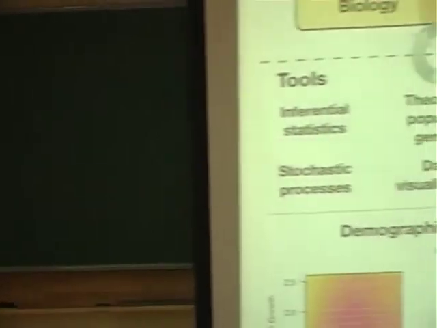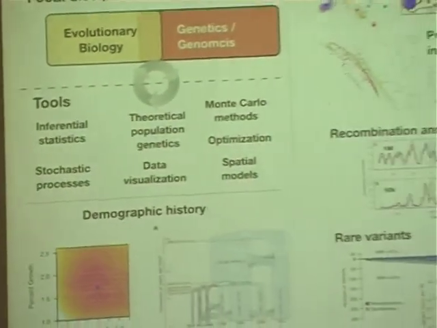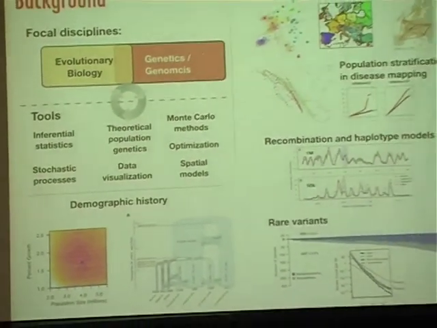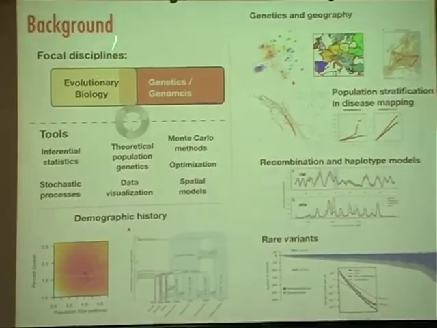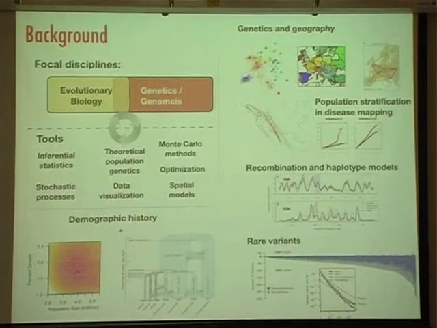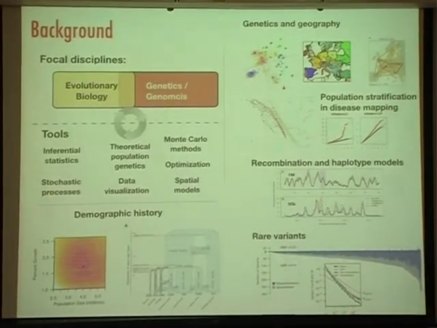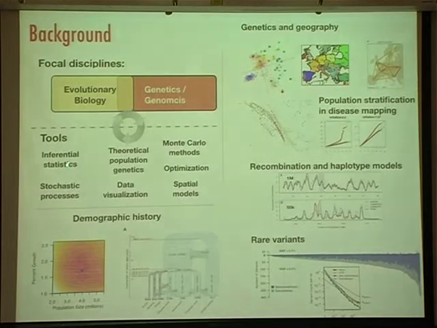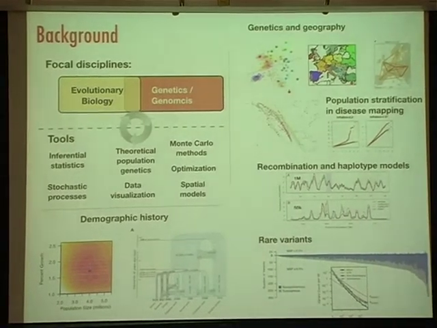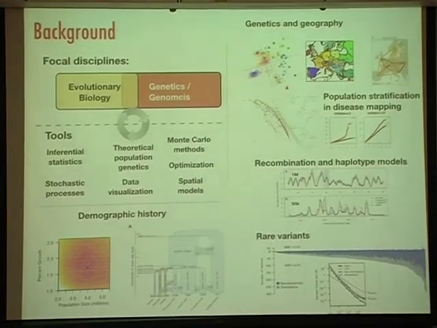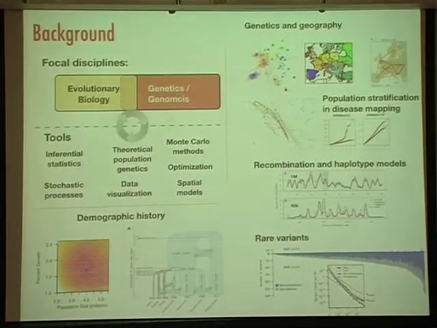Before I go deeper, though, I thought I'd just give a bit of broad background about some of the problems that my group works on. As you might guess from me being here, we're interested in problems at the intersection of evolutionary biology and genetics and genomics. And we're a computational group that uses tools from theoretical population genetics and computational statistics to address a variety of different questions in this intersecting area.